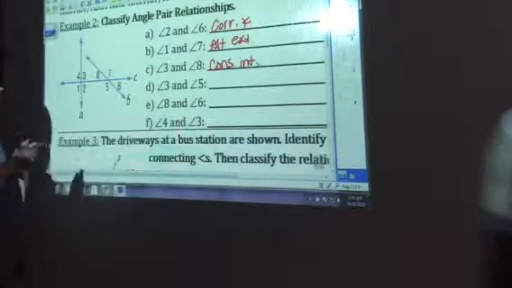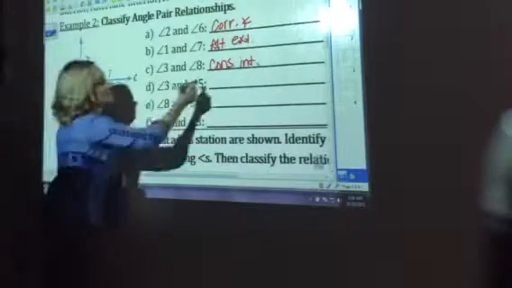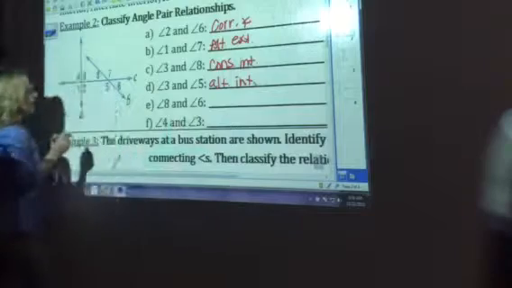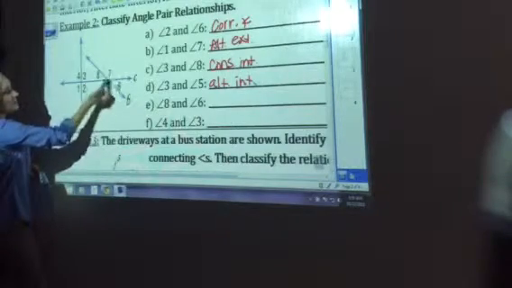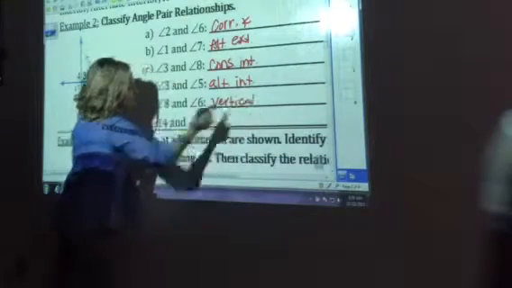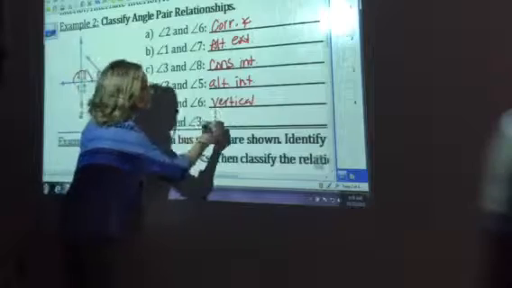Okay. 3 and 5 are inside. They are alternate interior. Okay. And then 8 and 6, remember those are vertical from before. And then also 4 and 3, remember those are a linear pair.